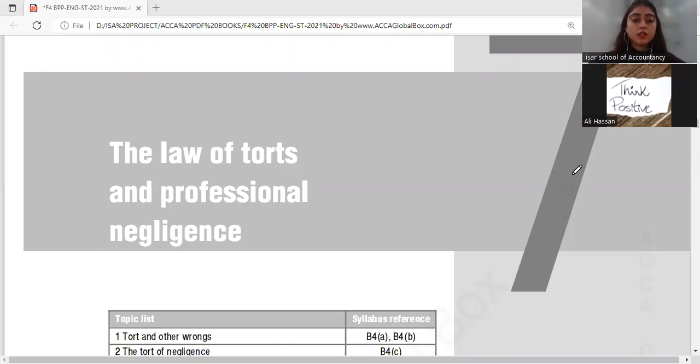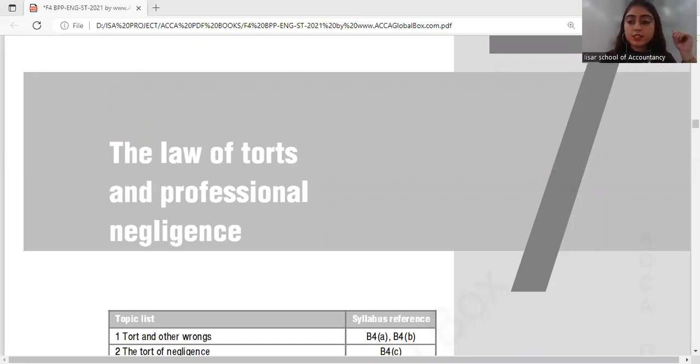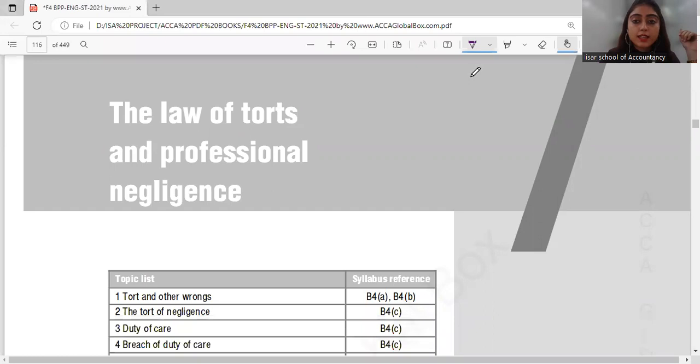Bismillahirrahmanirrahim. Chapter 7, The Law of Torts and Professional Negligence. So, naam se kya lag raha hai? Kya padhne wale hain?